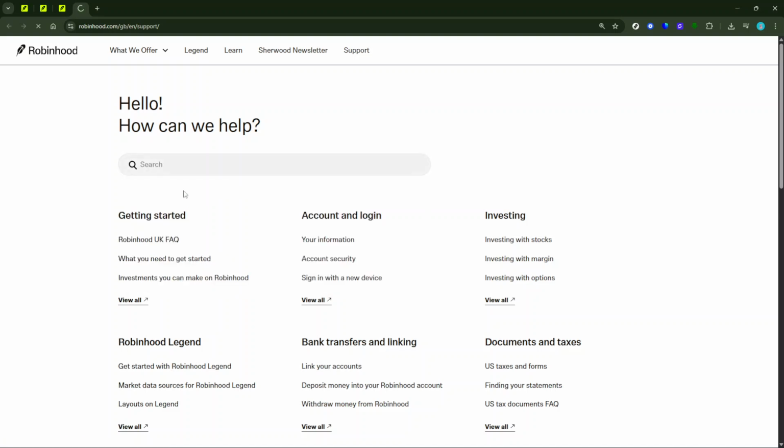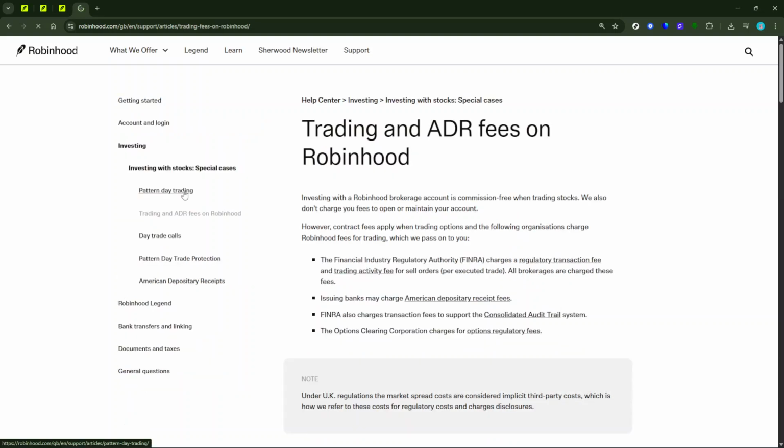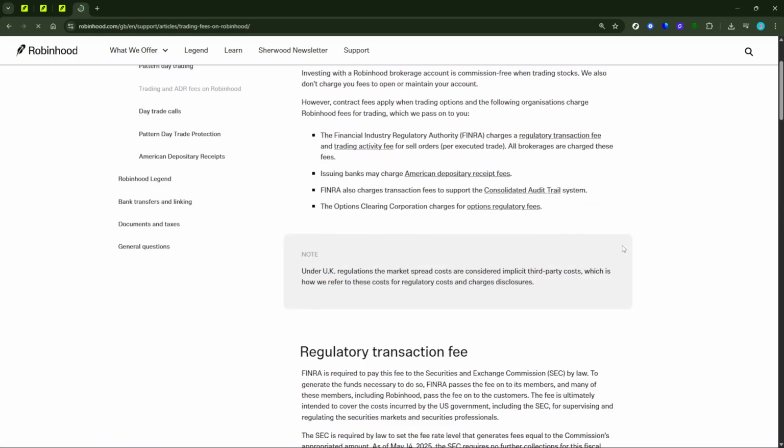Inside this article, you'll be able to scroll down and see a breakdown of every type of fee you might encounter when buying or selling stocks and trading options. This information is laid out clearly so you can get a full understanding of what to expect for different transaction types. There are a few key things to keep in mind as you review the fees.